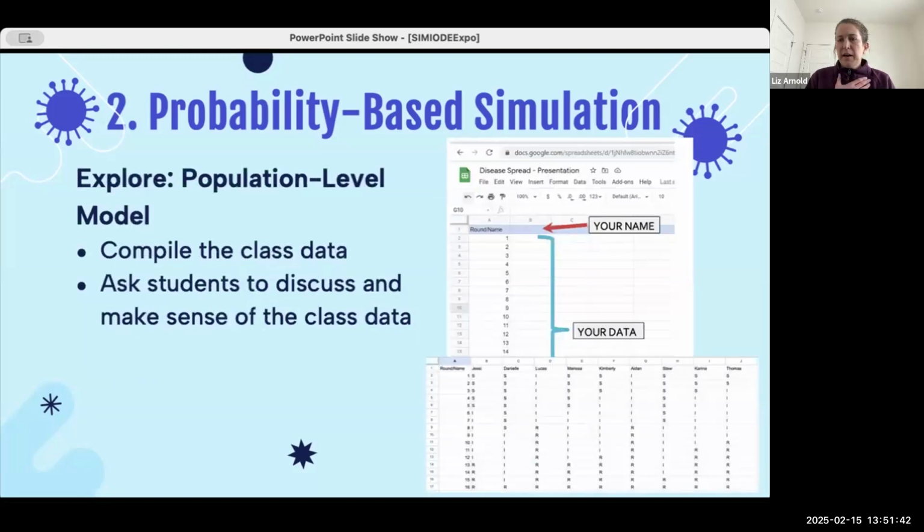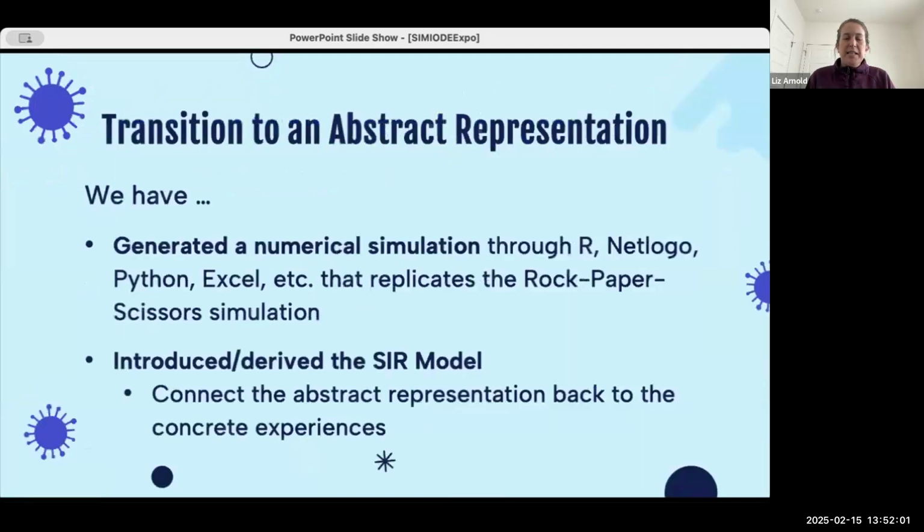So after this, the instructor compiles all of the individual data, and we give this data set to our class and ask, how do you make sense of this population? We have all this data from the population of our class. What do you want to do with it? And this leads next to the transition piece to the abstract representation.